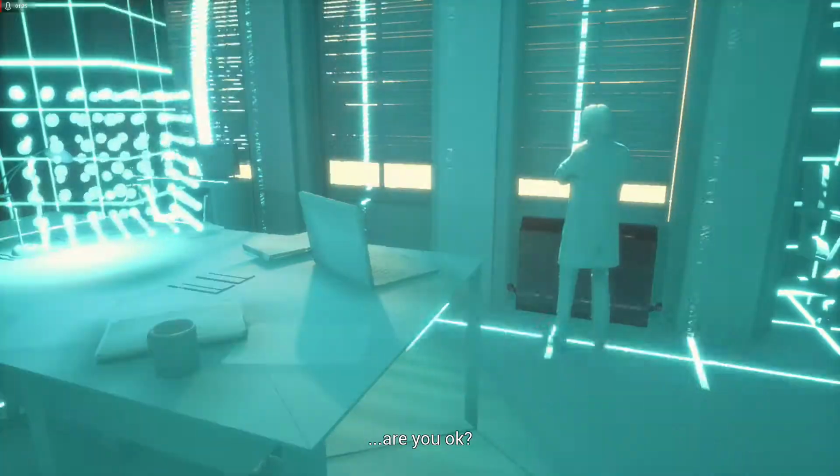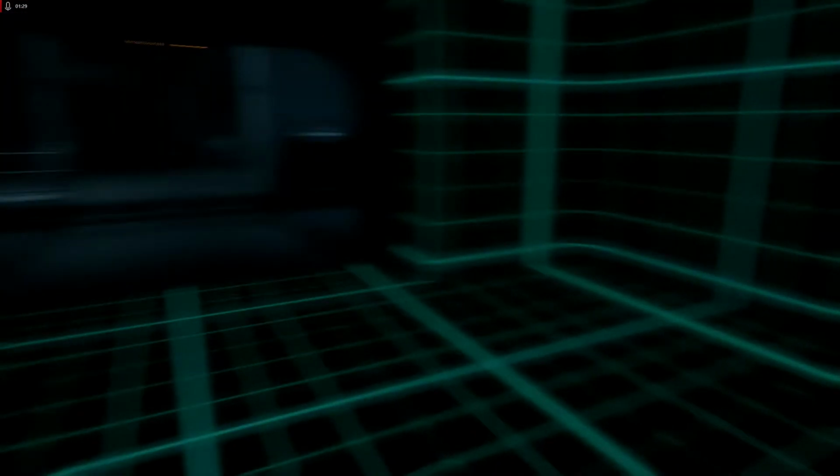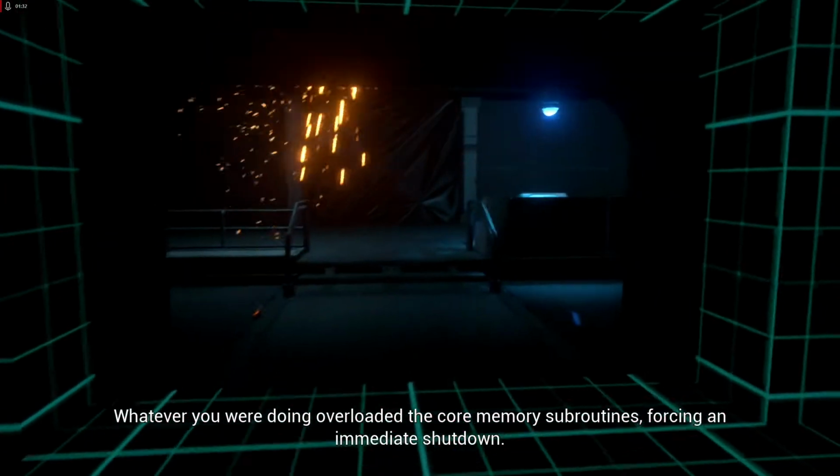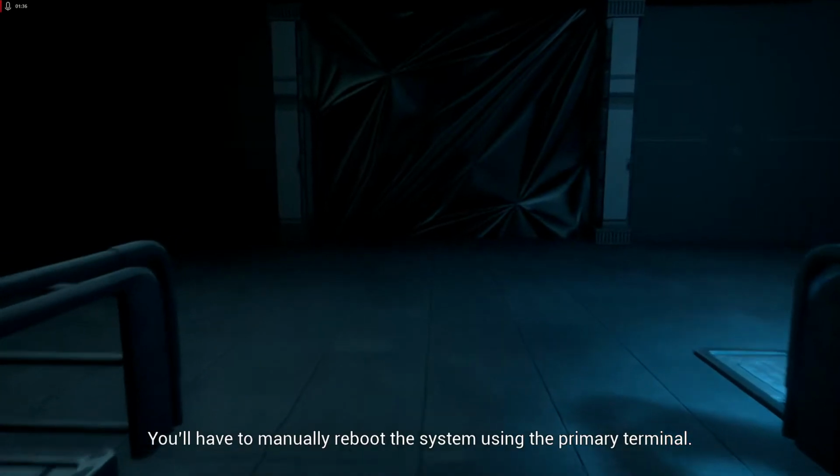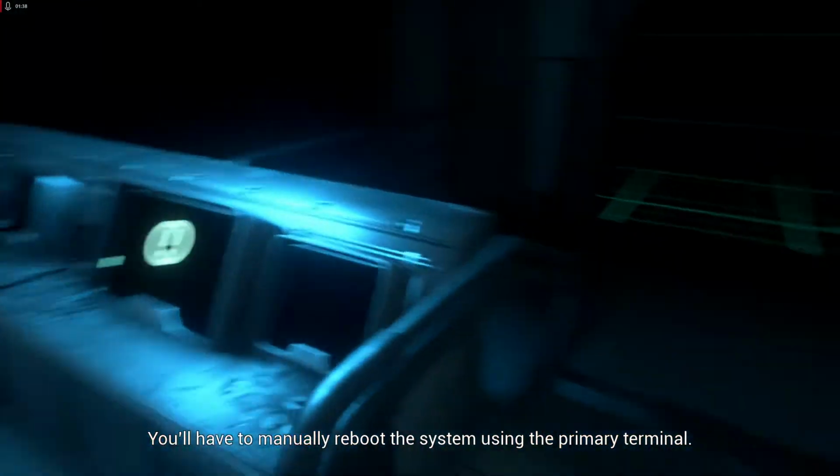Return to the source. Are you okay? Whatever you were doing overloaded the core memory subroutines, forcing an immediate shutdown. You'll have to manually reboot the system using the primary terminal.